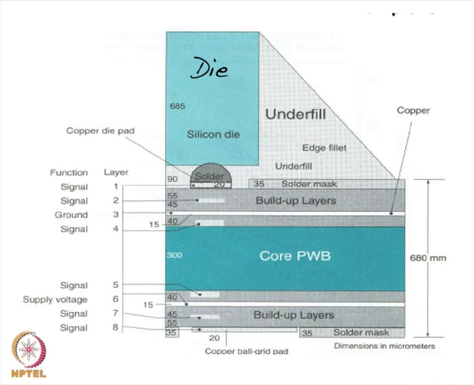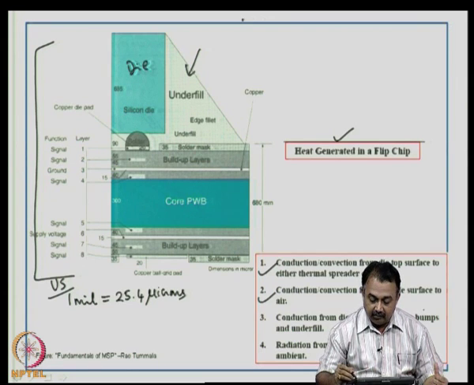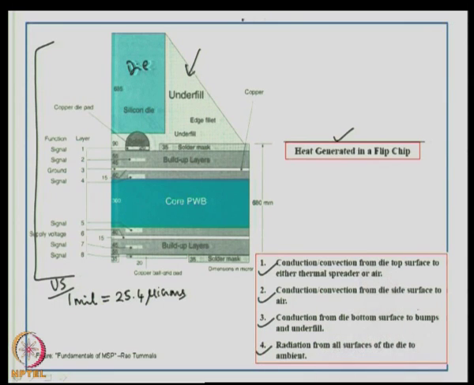So, this is a very delicate structure, and when you operate or power up this kind of circuitry which utilizes a bare die or a packaged die, obviously heat is generated. So, now let us look at heat generated in a flip chip. What happens? Typically, there will be conduction or convection from the die top surface to either thermal spreader or air, conduction or convection from the die side surface to the air, conduction from die bottom surface to bumps and underfill. So, underfill becomes very important here. Radiation from all surfaces of the die to the ambient.